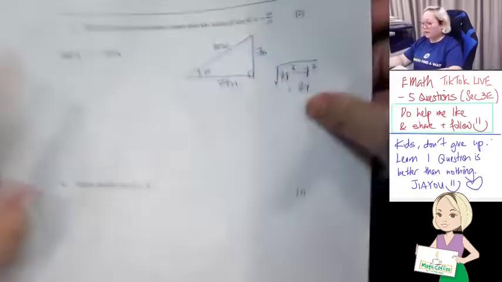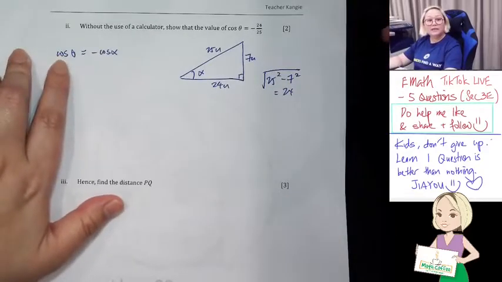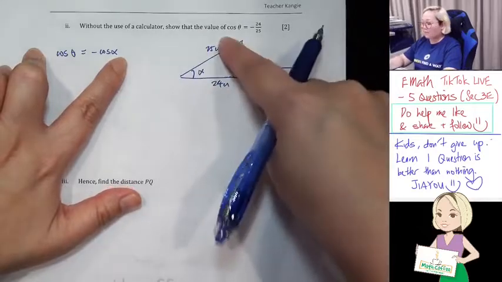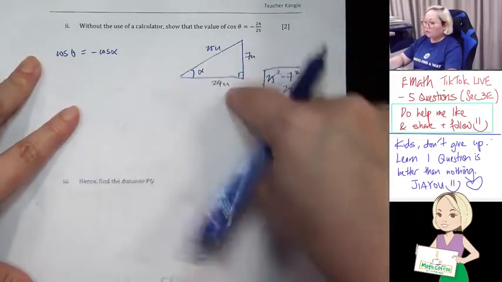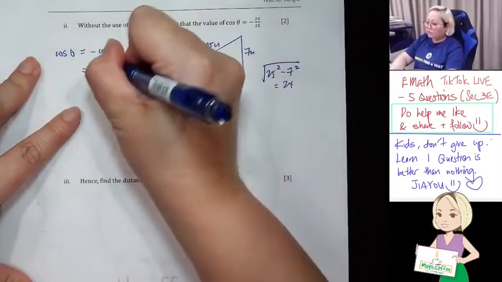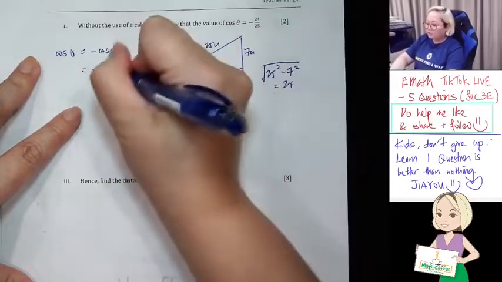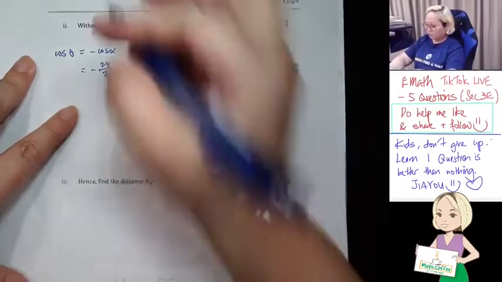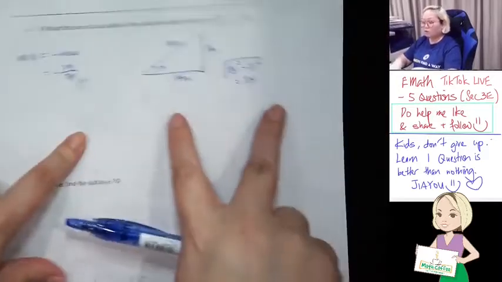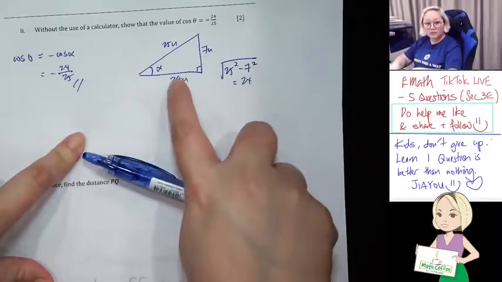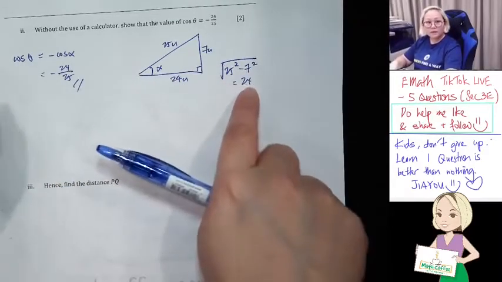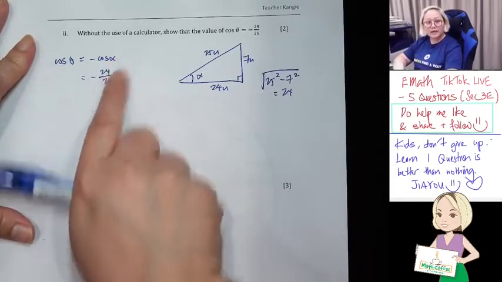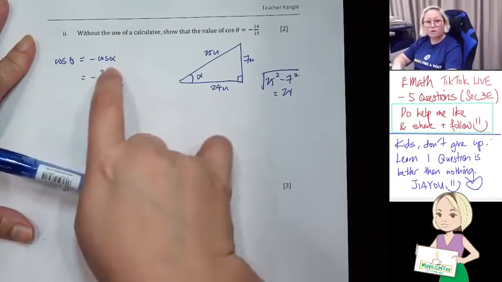So cosine theta is equal to minus cosine alpha. Referring to this diagram, my adjacent will be the 24. That's why it's minus 24 over the hypotenuse, 25. Done. Shown. So you need to show how to get the third side using Pythagoras theorem, and then state that cosine theta is equal to minus cosine of the basic angle, and therefore is equal to minus 24 over 25.